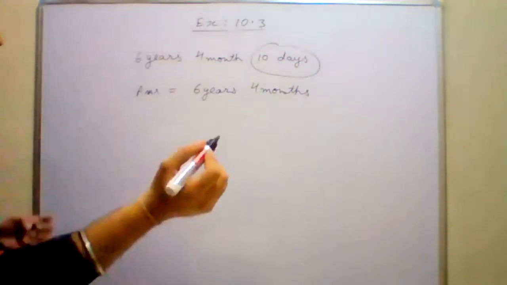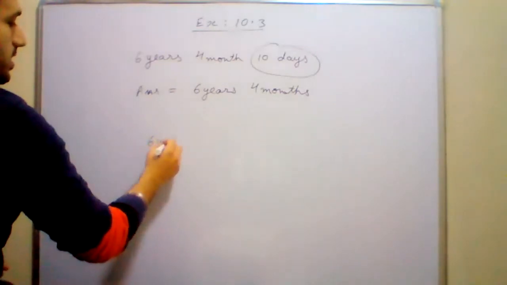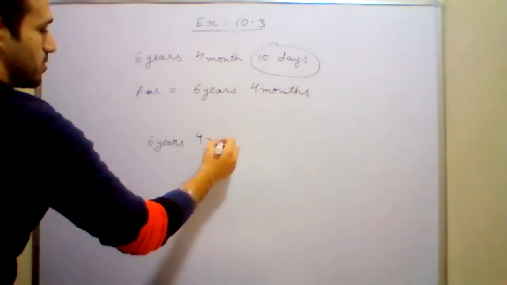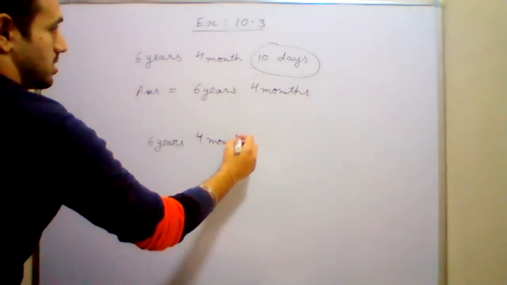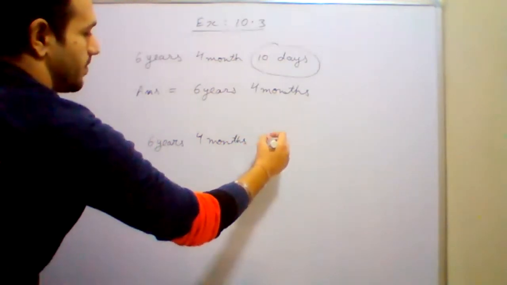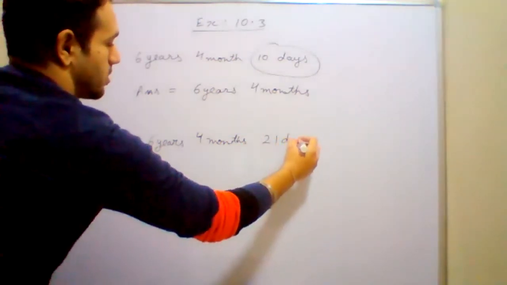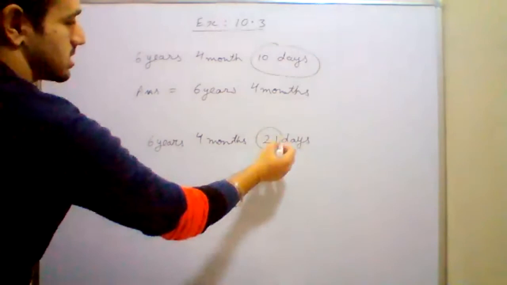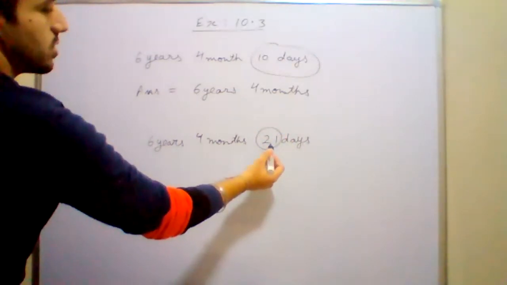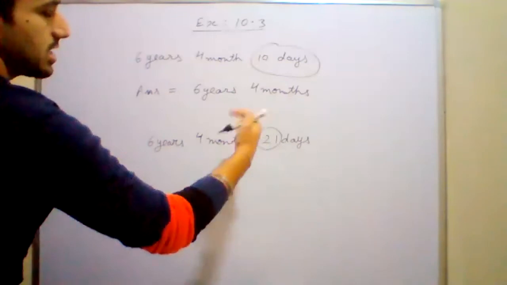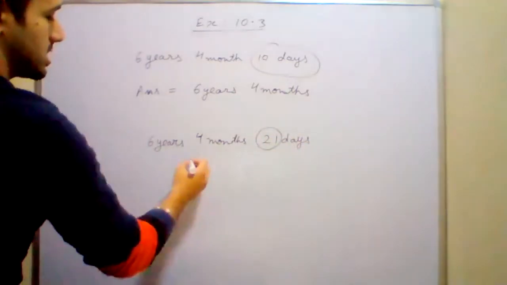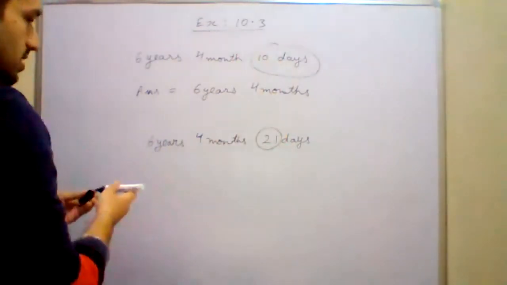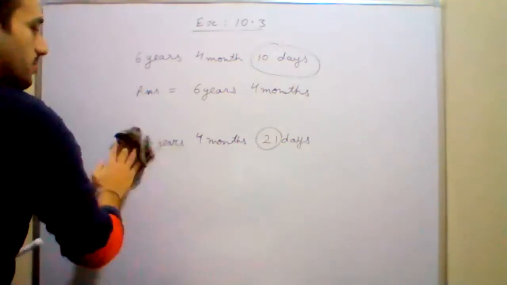So this is my question to you all. 6 years 4 months and 21 days. If you have to round off to the nearest month, 6 years, 5 months. Yes. So 21 is more than 15. It has gone past half. So your answer will be 6 years 5 months. In this case, 6 years 5 months. But in the question given, your answer is 6 years 4 months. Got it, all of you?